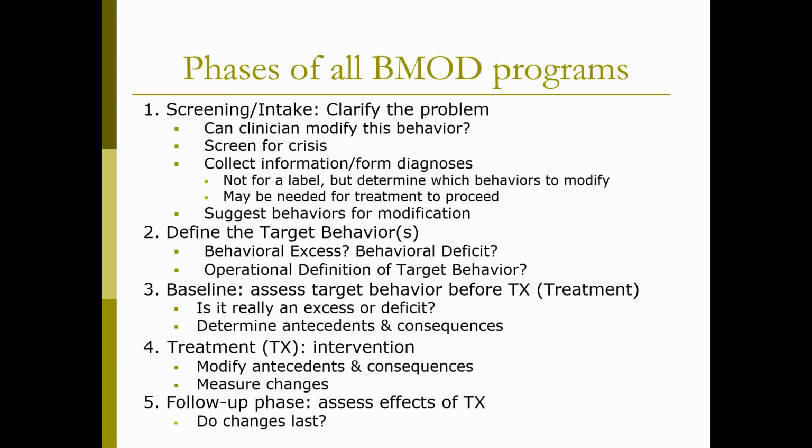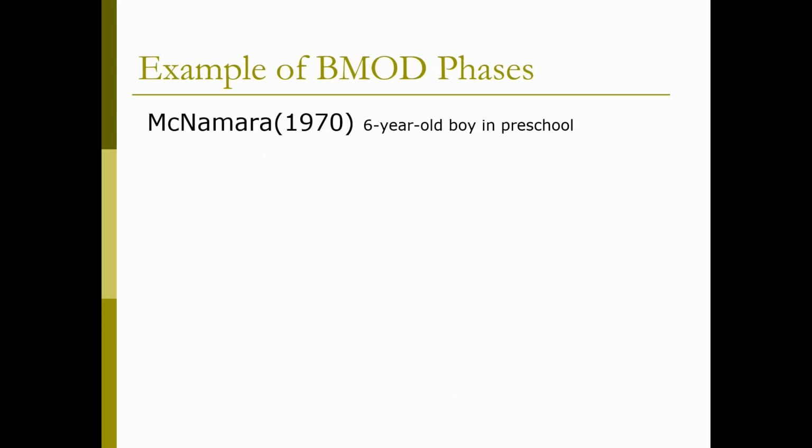Okay, now we've gone through all of these different phases, but I want to show you an example of all of these phases in a real life research project that's happened in the past. This comes from a publication done by McNamara in 1970. So it's an older study, but I think it's really good because it goes through the details of all of these behavior modification phases. In this particular study, there was a 6-year-old boy who was in preschool still.